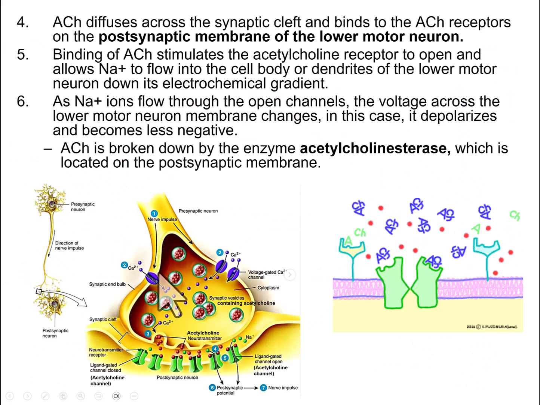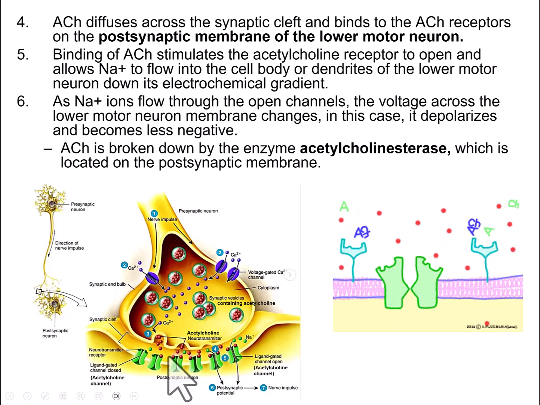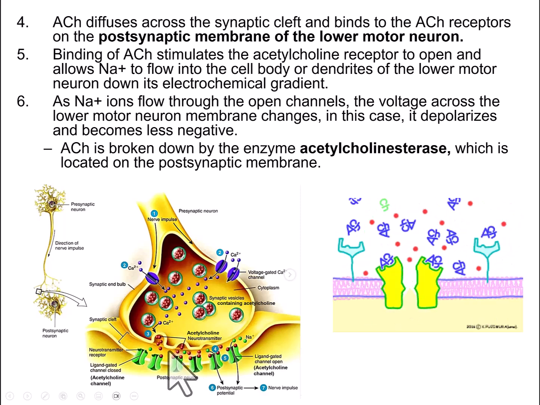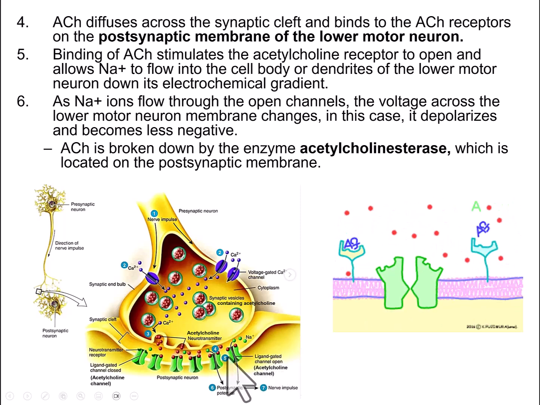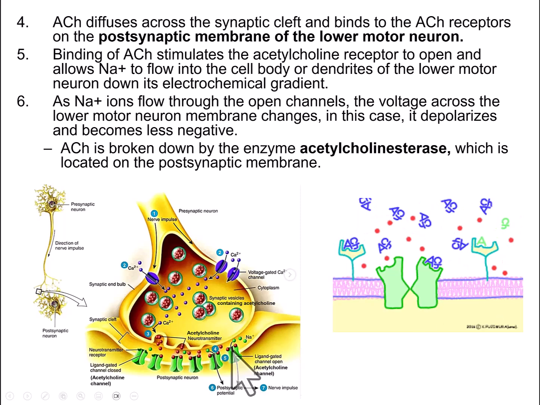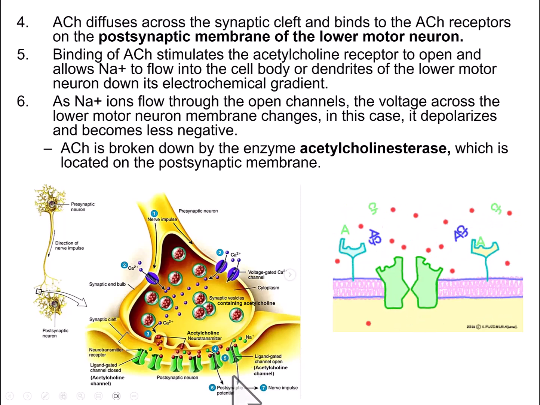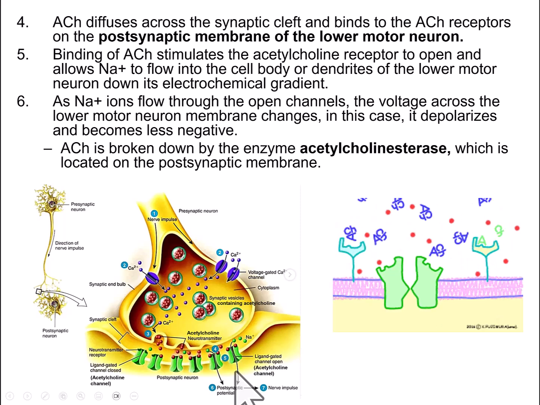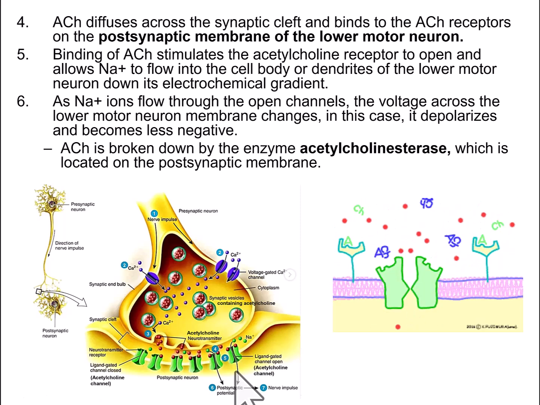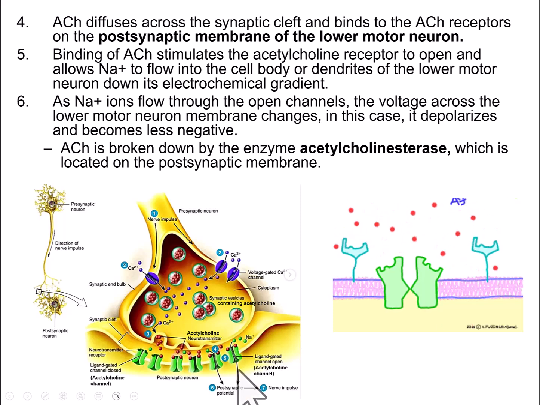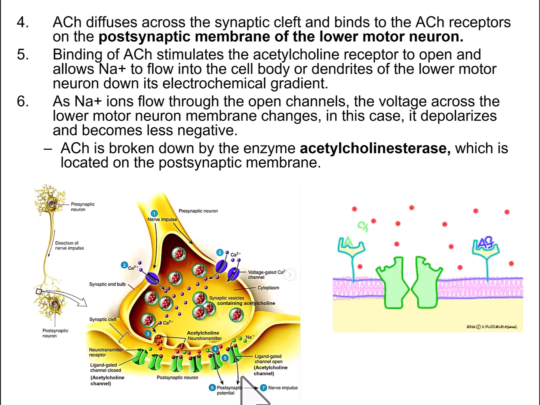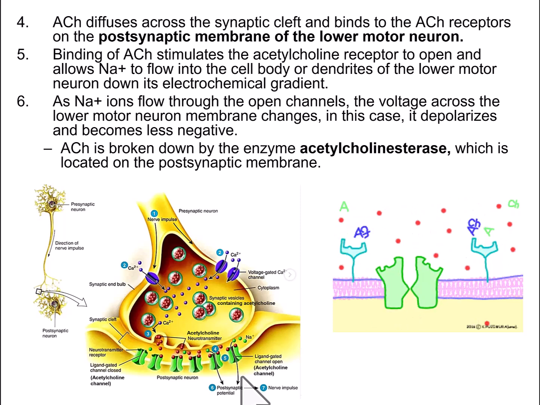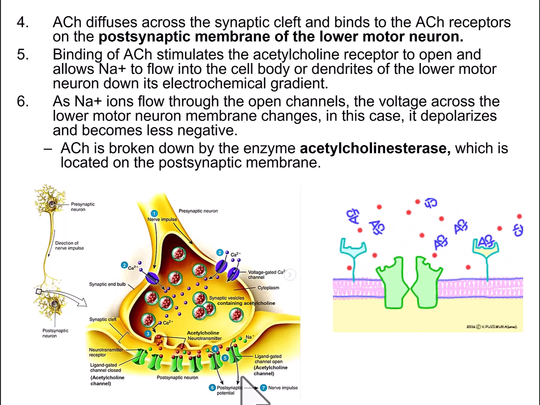Well, the acetylcholine is going to diffuse across your synaptic cleft, binds to acetylcholine receptors on that postsynaptic membrane of the lower motor neuron. The binding of acetylcholine is going to open up these receptors, and sodium is going to flow through. And sodium flows down its electrochemical gradient, we say, which is a scientific way of saying that sodium flows down its concentration gradient. Because remember that sodium is higher outside the cell than inside. So when it opens up a channel, it wants to go down its concentration gradient. And so as sodium comes in through the neuron, it's coming down its chemical gradient.